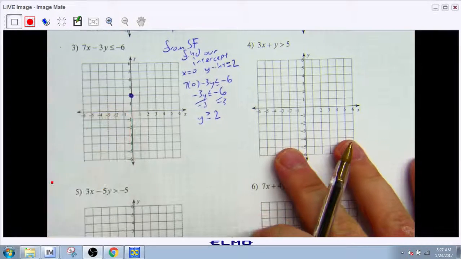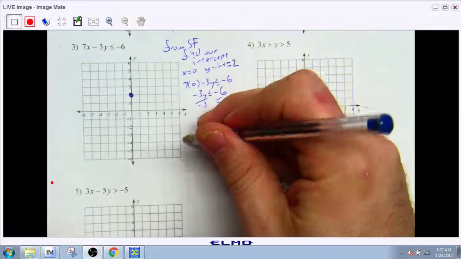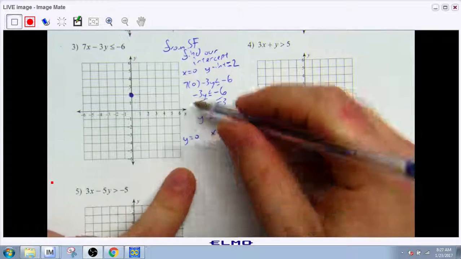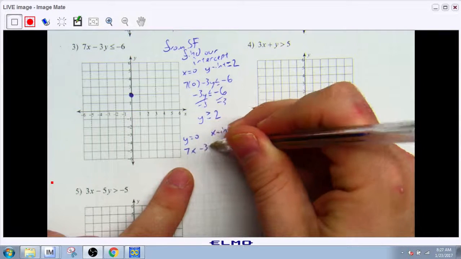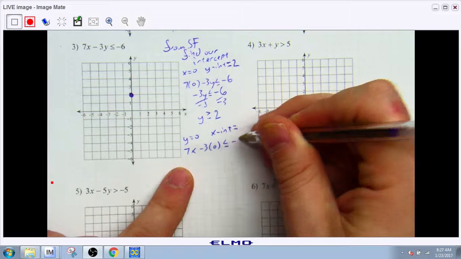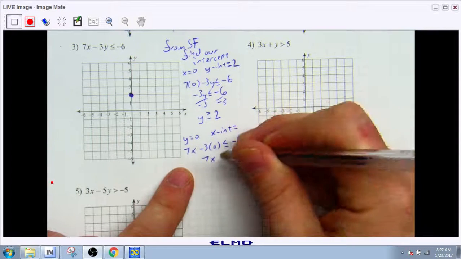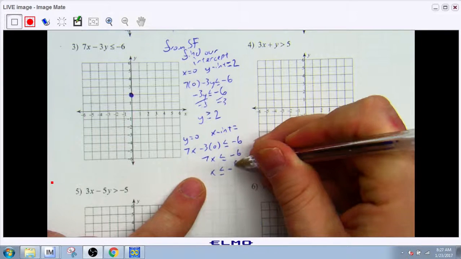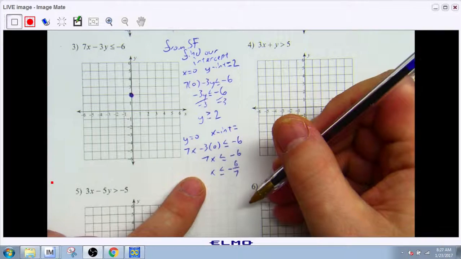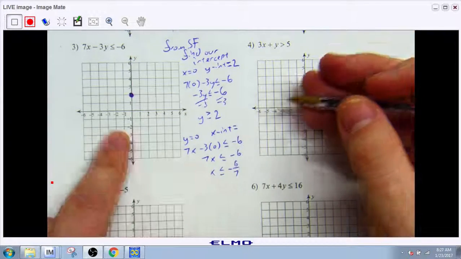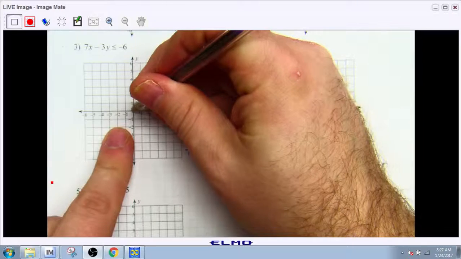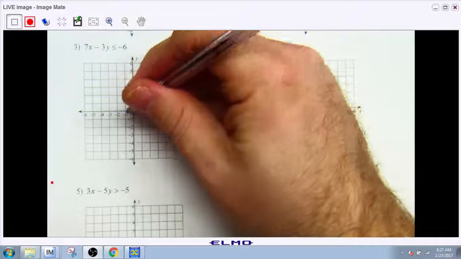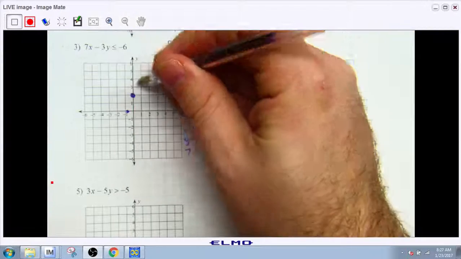I now do the exact same thing, except this time I plug in 0 for y, and this will give me my x-intercept. So when I do that, I have 7x minus 3 times 0 is less than or equal to negative 6. So I have 7x is less than or equal to negative 6. So I have x is less than or equal to negative 6/7. Oof, isn't that an ugly number? So I know that negative 6/7 is almost negative 1, so it's going to cross around here. I know it's going to be a solid line.